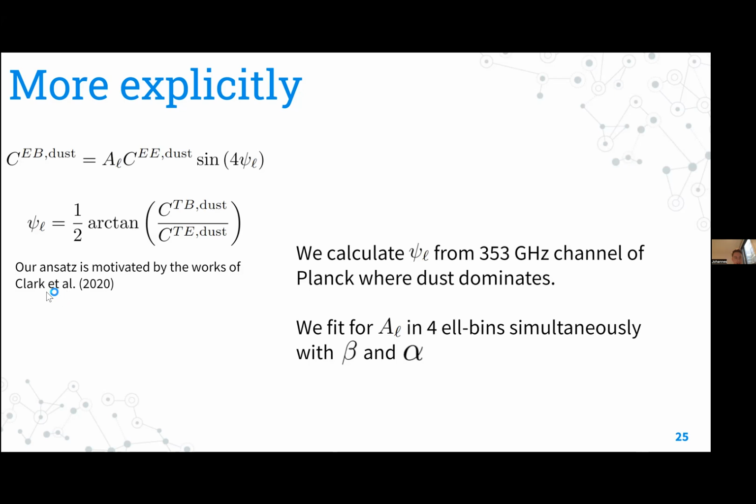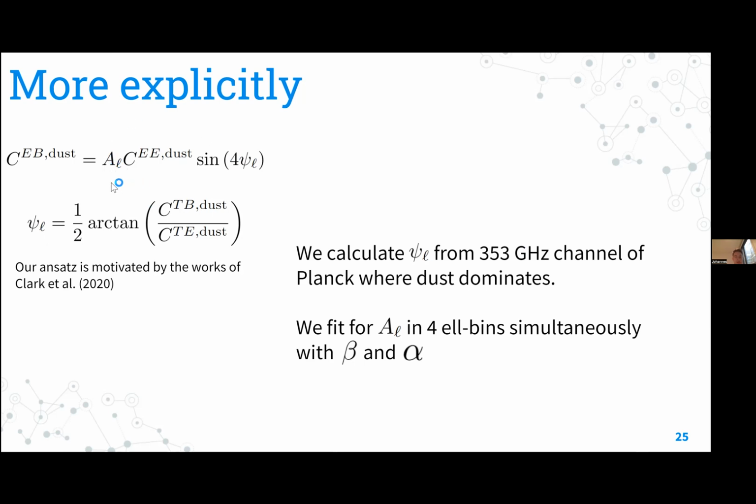More explicitly, we used an ansatz that was motivated by the works of Clark et al. This is pretty much the same equation that I showed you, with a proportionality constant A_L, and then some kind of angle, which tells you how misaligned the dust filaments in the sky are with local magnetic fields. I'm not going to go into detail about this, but we calculated this dust angle from the 353 gigahertz channels. We used this angle for all the other frequencies.